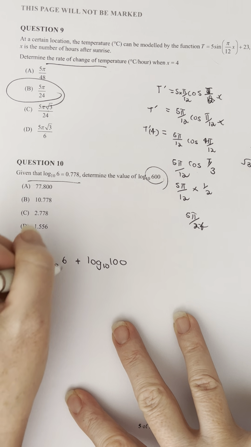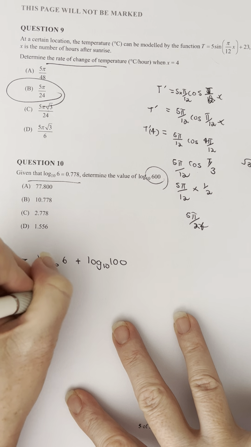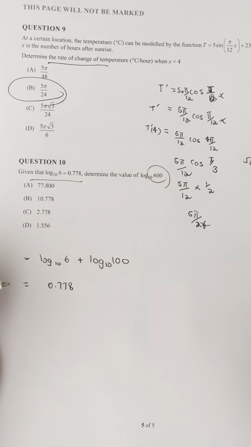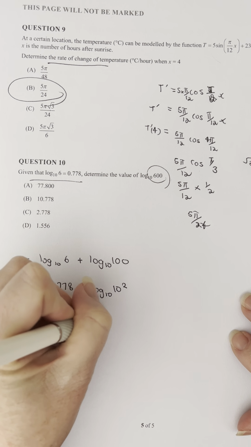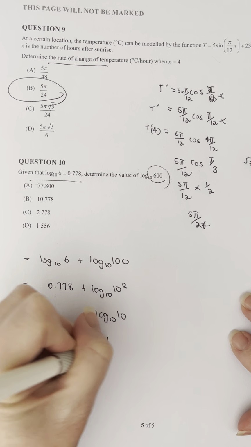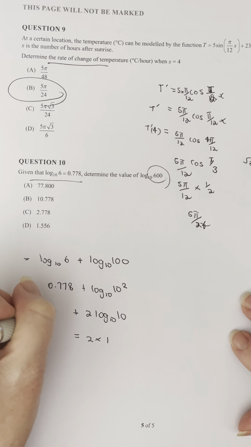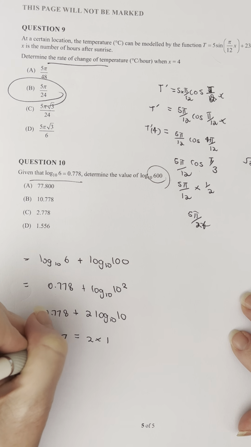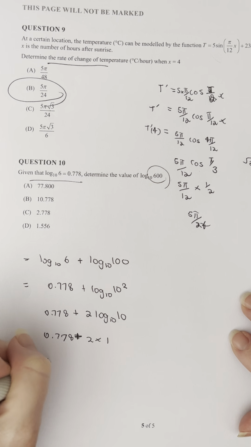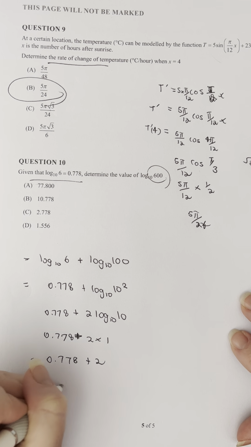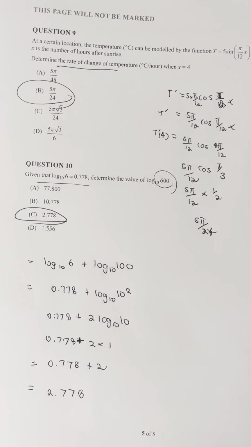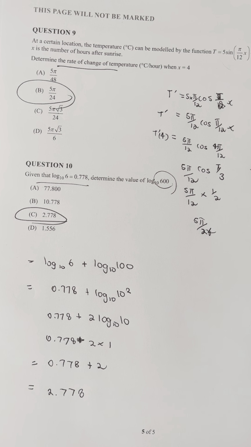I already know that log 10/6 is 0.778. I also know that log 10/100 is 2, but if I wasn't sure, I would go log 10 squared. I would bring that 2 down, and then 2 times 1 is 2, so 0.778 plus 2, and that would give me 2.778, which is C there. So a nice little one to finish that multi-choice. In my next set of videos, I'll go through those short response questions individually.